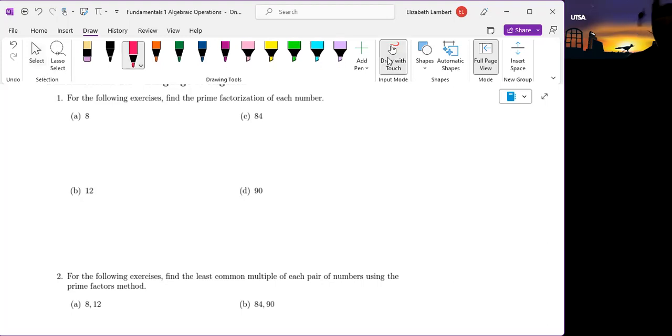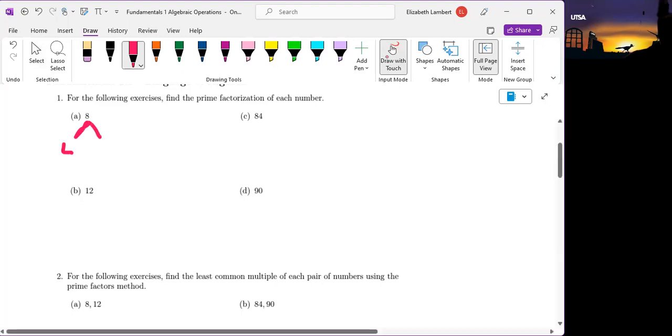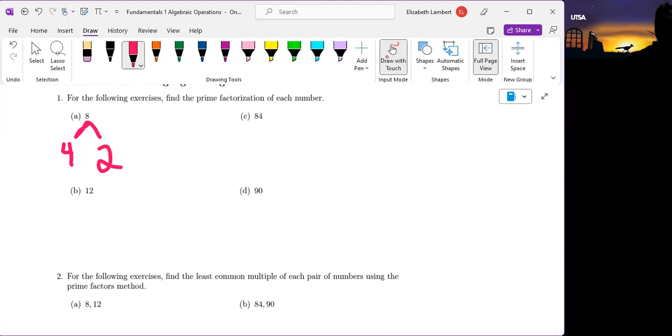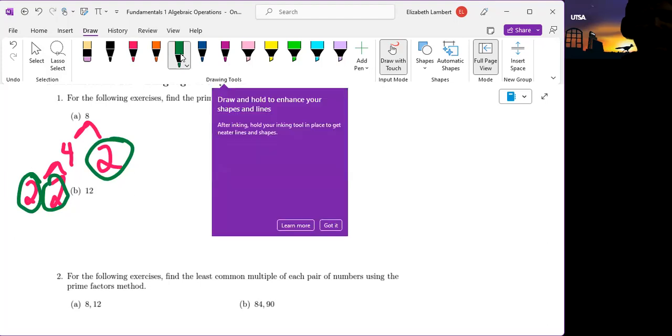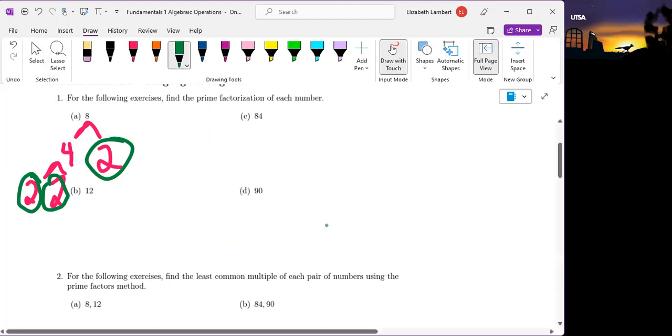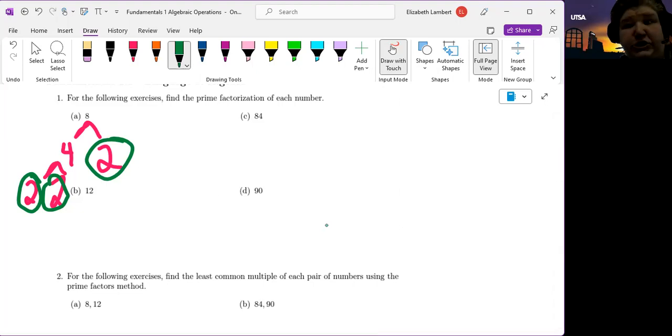And a stylus that doesn't want to work. All right. Now 2 is complete. 4, though, can be broken down more. That is 2 and another 2. So that means the prime factorization of 8 is 2 times 2 times 2. So there's 3 2's being multiplied there.